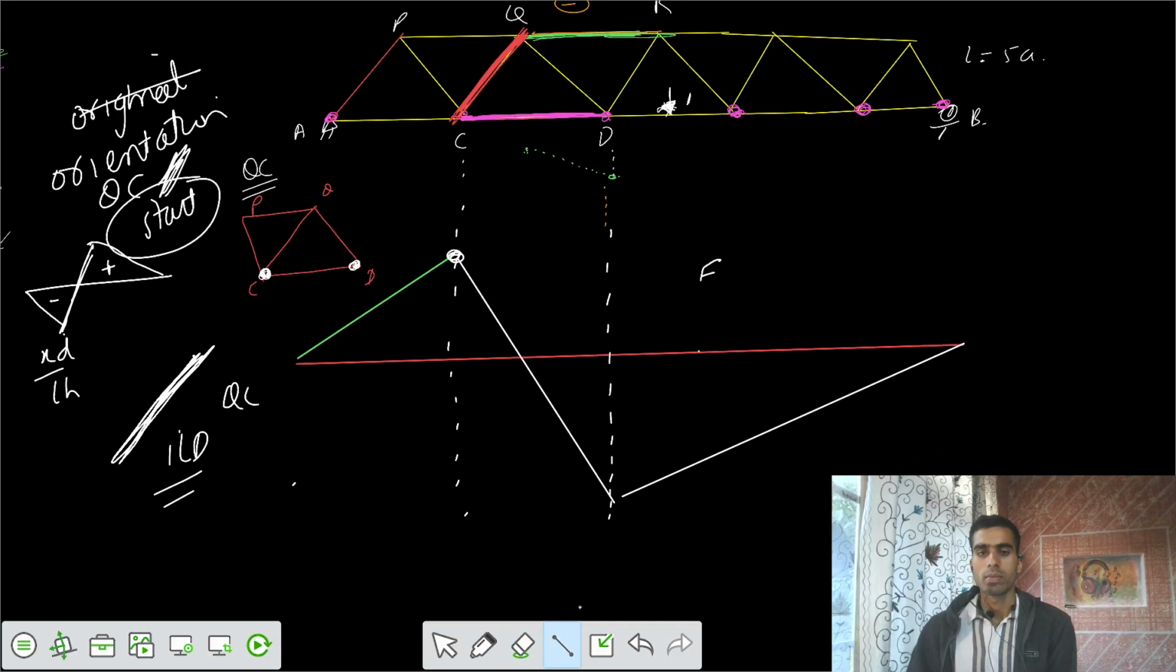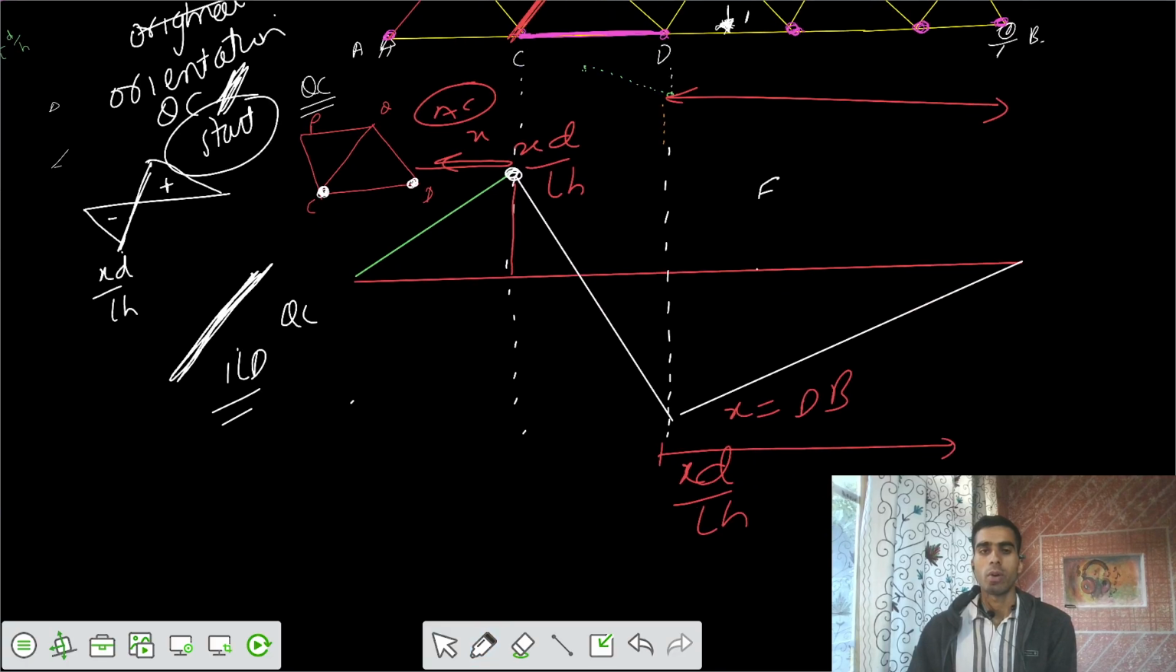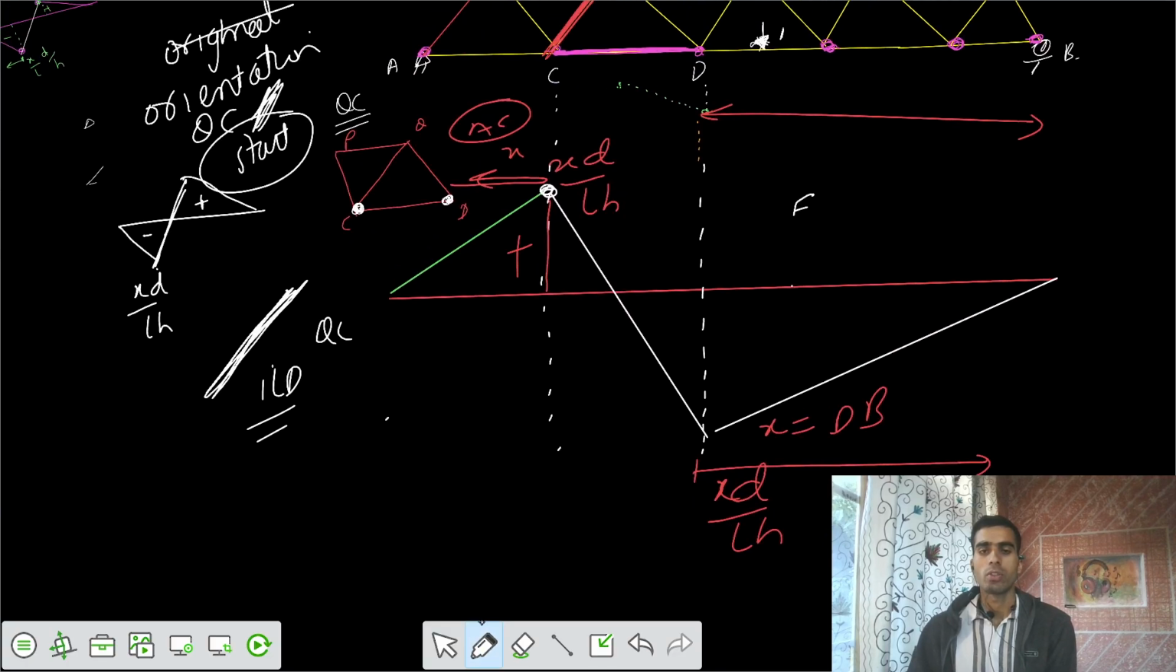Okay, this is your ILD. Now I would say, what are the ordinate values we have? This value is equal to XD by LH, where your value of X is this AC. X equals AC. And for this one, this is also XD by LH, and your value of X equals dB. X equals dB. Okay, this is your positive. From the top we have positive, and this one is negative.